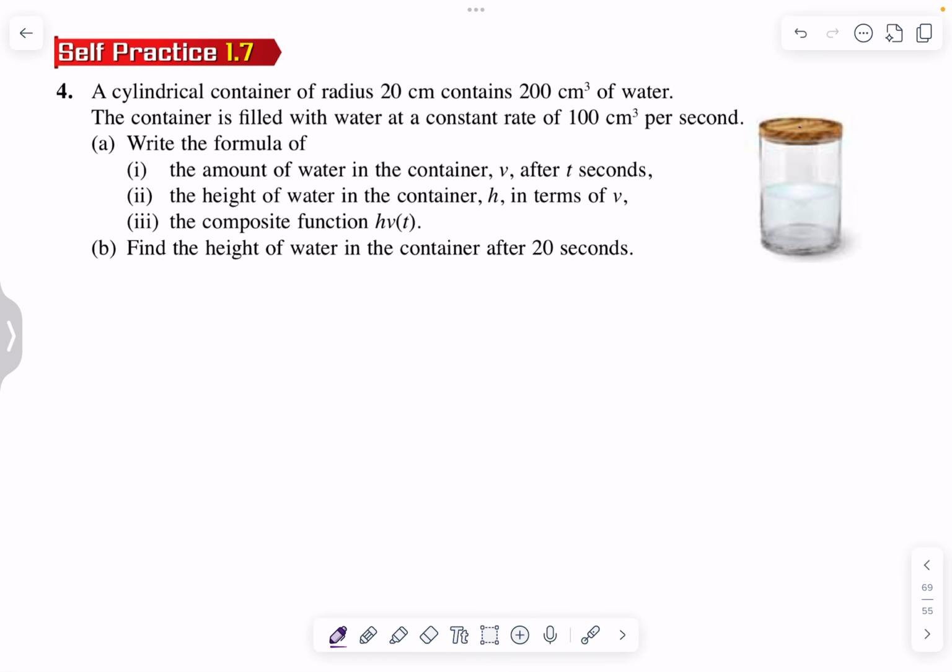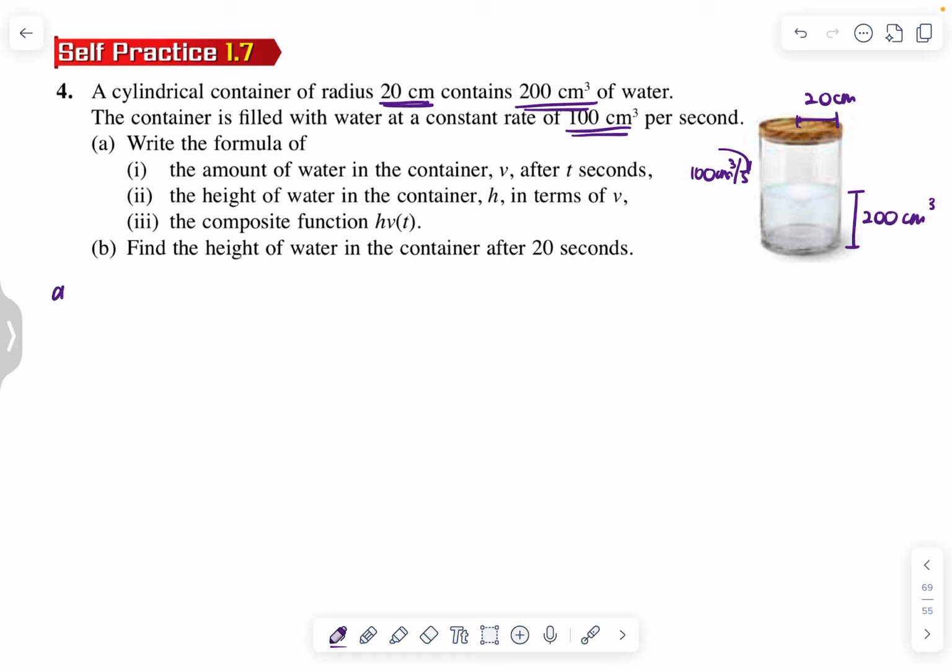Question 4. A cylindrical container of radius 20. So the radius here to here is 20 cm. It contains this much of water. So this container already carries this much of water. The container is filled with water at a rate of 100 cm cube per second. So water is added at a rate of 100 cm cube every second.